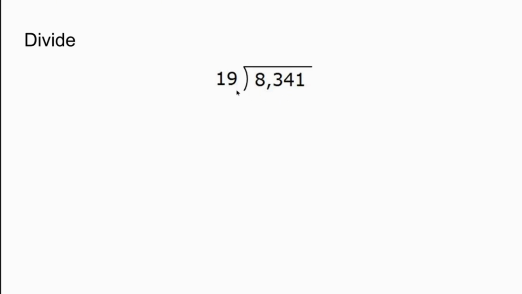which is 4 digits. So what we do is we try to see how many times 19 goes into 83. So I'm going to guess 4. I'll write 4 above the 83. If I'm wrong, then I'm wrong.